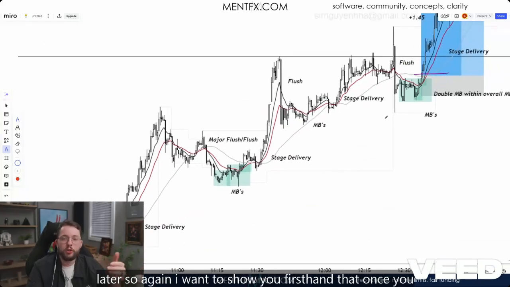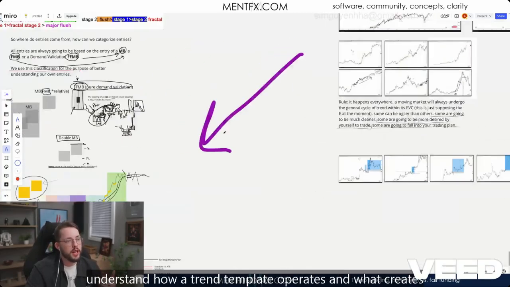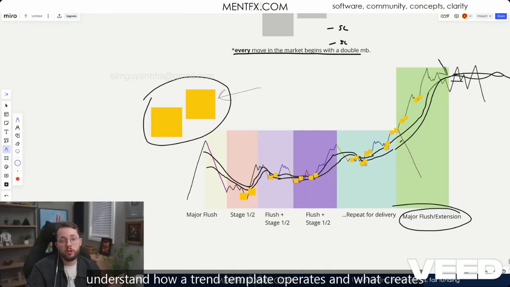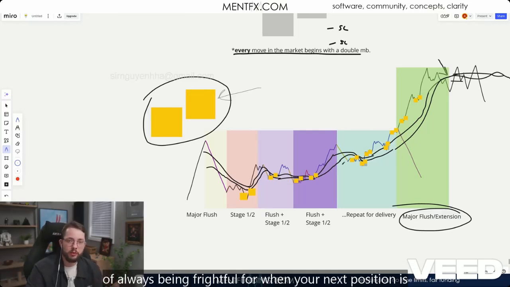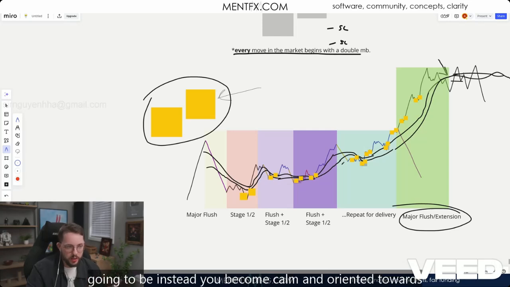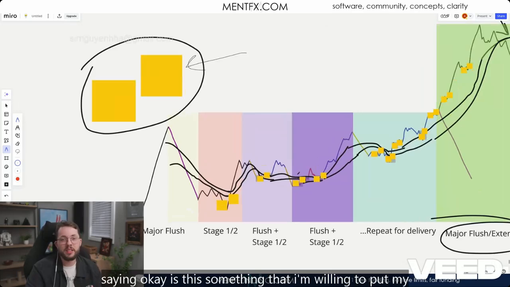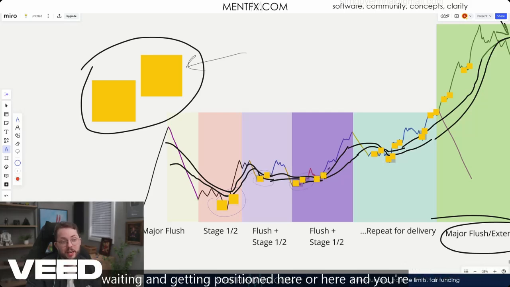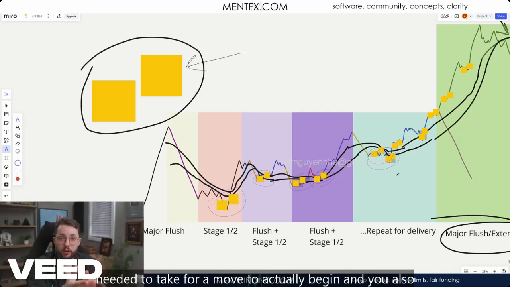So again, I want to show you firsthand that once you understand how a trend template operates and what creates opportunities and how these MBs create opportunities, instead of always being frightful for when your next position is going to be or when the next trade on whatever asset is going to be, instead you become calm and oriented towards saying, okay, is this something that I'm willing to put my risk behind? And sometimes it means waiting and waiting and waiting and getting positioned here or here. And you're completely content and fine with that because now you have the accessibility and understanding of the steps that are needed to take for a move to actually begin.